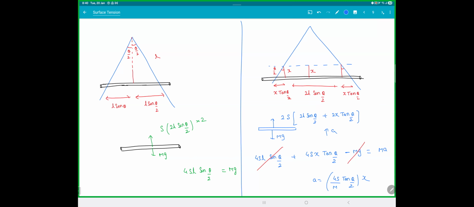But understood what we did, everyone. It is all about length. Somehow, if you can find the length, then it will be 2 into S into length minus mg is equal to ma. The moment you wrote force is surface tension into length, your surface tension is done. After that, it is all NLM. Is this clear, everyone?